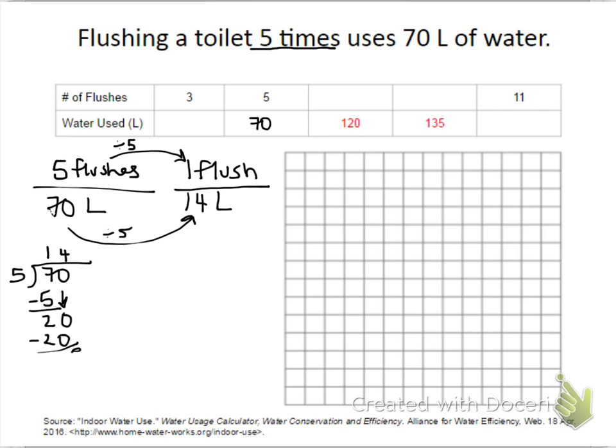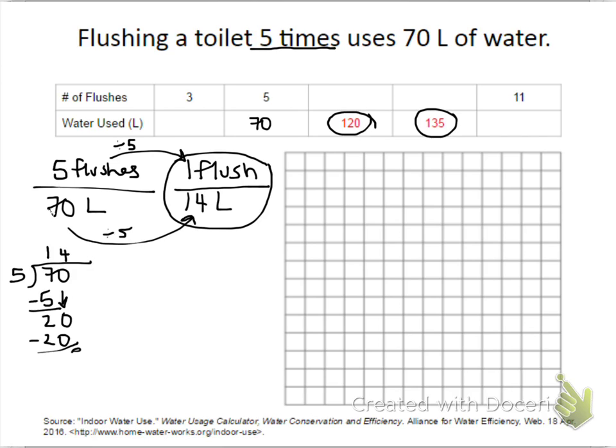Now I need to use it to fill in the rest of my table. On your guided note, I gave you different numbers in here. Can you please change those numbers to be these numbers here? Okay, I want you to try to do this on your own. After you finish filling in your whole table, using this unit rate, 1 flush for 14 liters, click play, and then we'll talk about your graph.